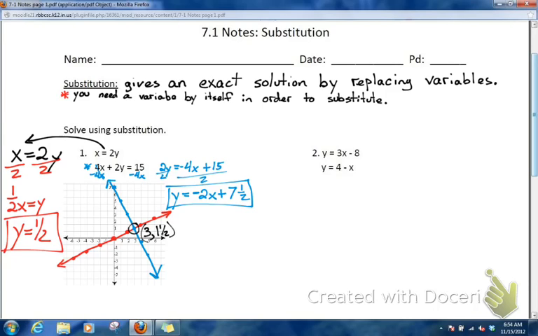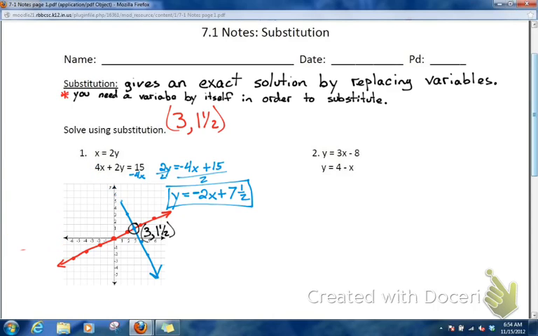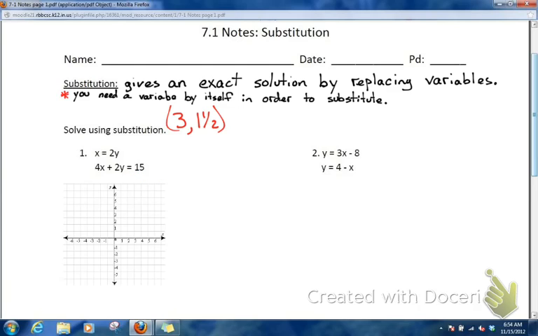So now what we're going to do is the same exact problem, but using substitution. So I'm going to go ahead and erase this. Again, I'm going to write my answer up here in red that we got 3, 1.5 is what we think the answer for number 1 is. So let's redo this problem using substitution.